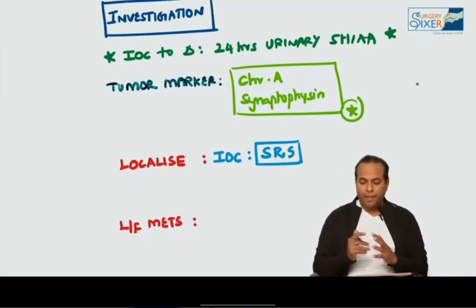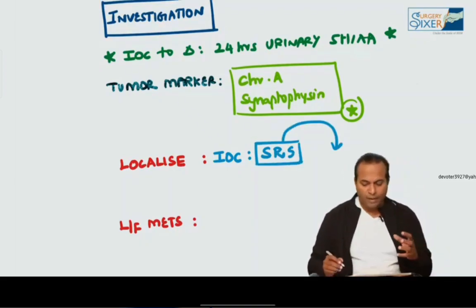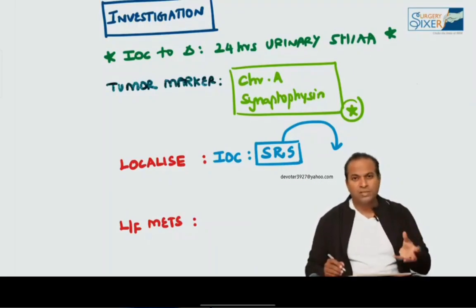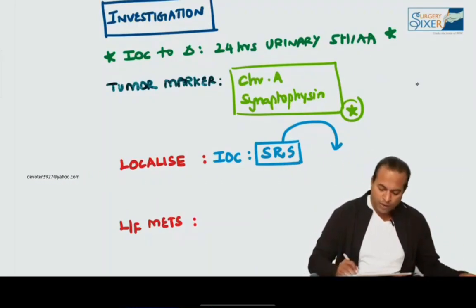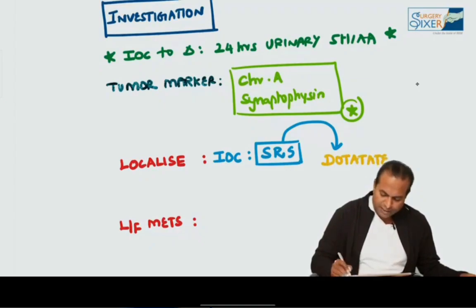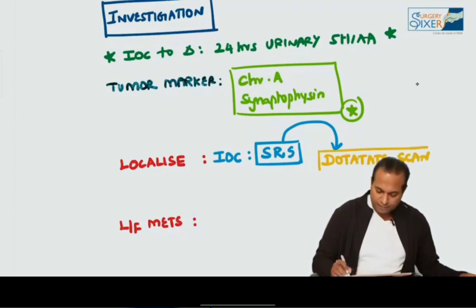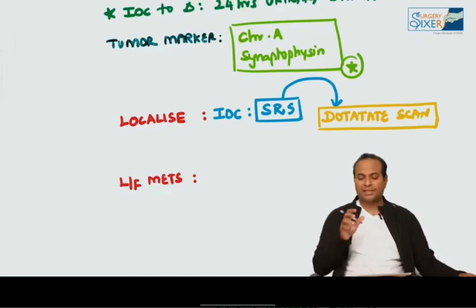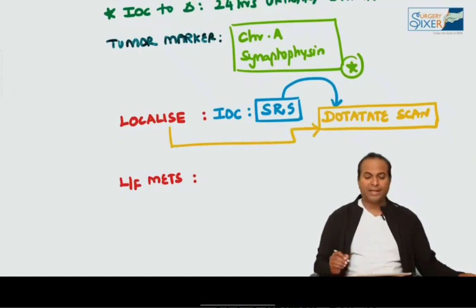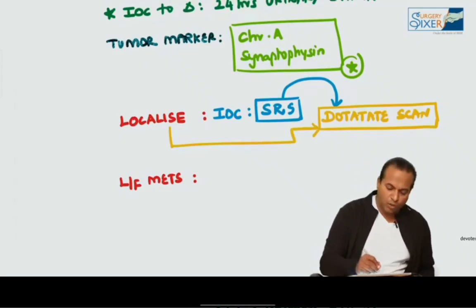Now this is being modified and a new investigation has come, because all carcinoid tumors have somatostatin receptors. That concept was used in SRS, and we have a new concept now, DOTATATE. DOTATATE scan is the investigation of choice to localize the tumor, from the latest edition of Sabiston. Please don't forget that the investigation to localize the tumor is the DOTATATE scan.